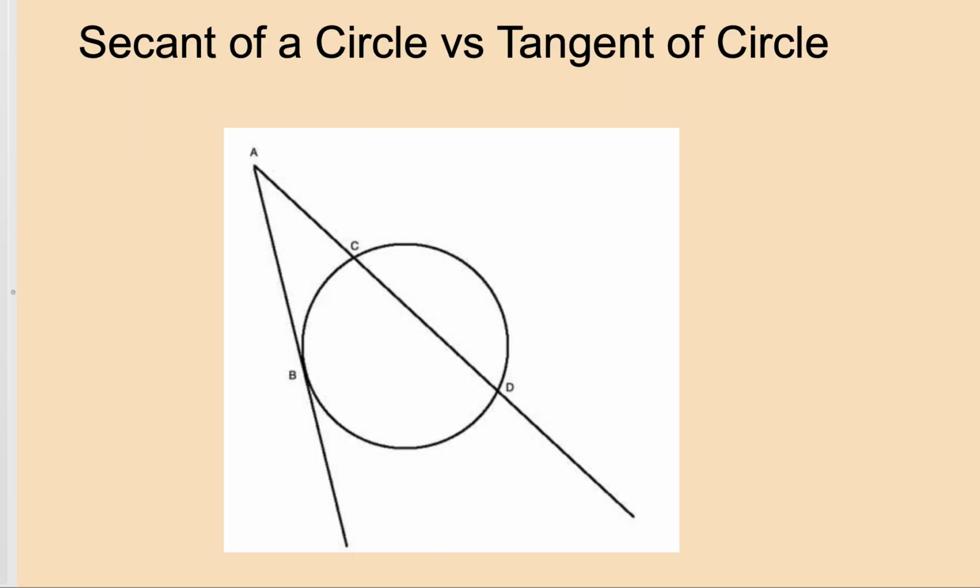I want to remind you of two vocabulary words you had in geometry. The word secant. A secant is a line that intersects a circle in two places, versus the tangent line, which only intersects a circle at one place, one point.